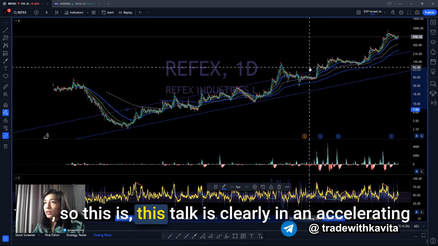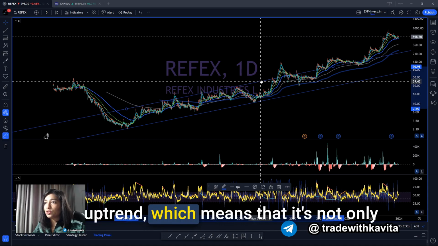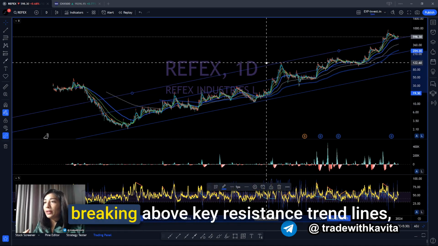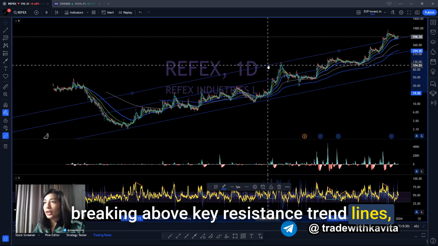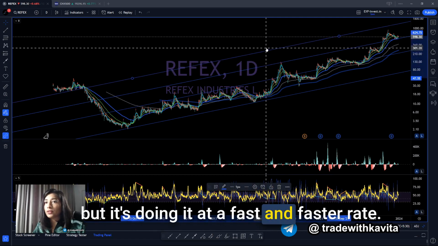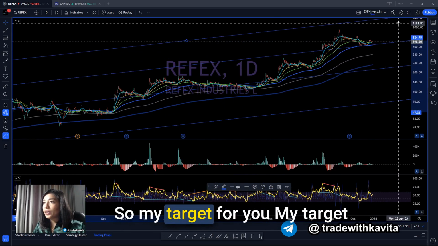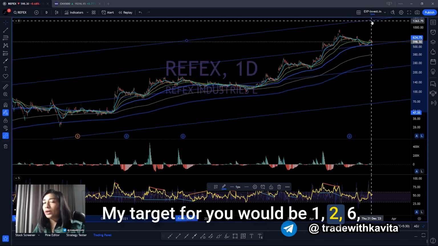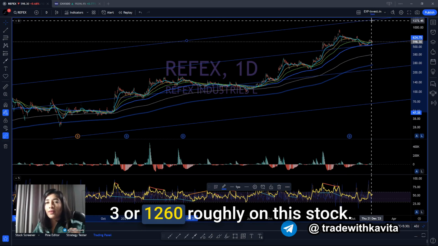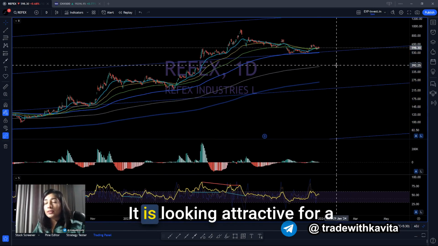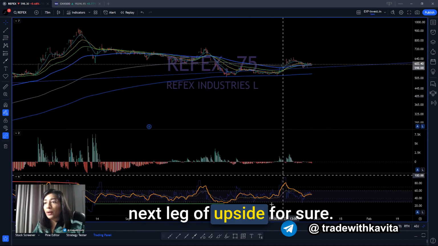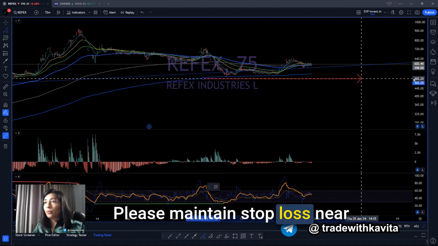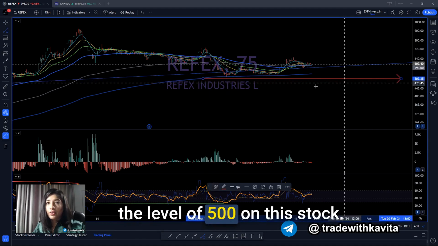So the stock is clearly in an accelerated trend, which means that it's not only breaking above key resistance trend lines, but it's doing it at a faster and faster rate. So my target for you would be, Nikunj, 1263 or 1260 roughly on this stock. It is looking attractive for a next leg of upside for sure. Please maintain stop loss near the level of 500 on this stock.